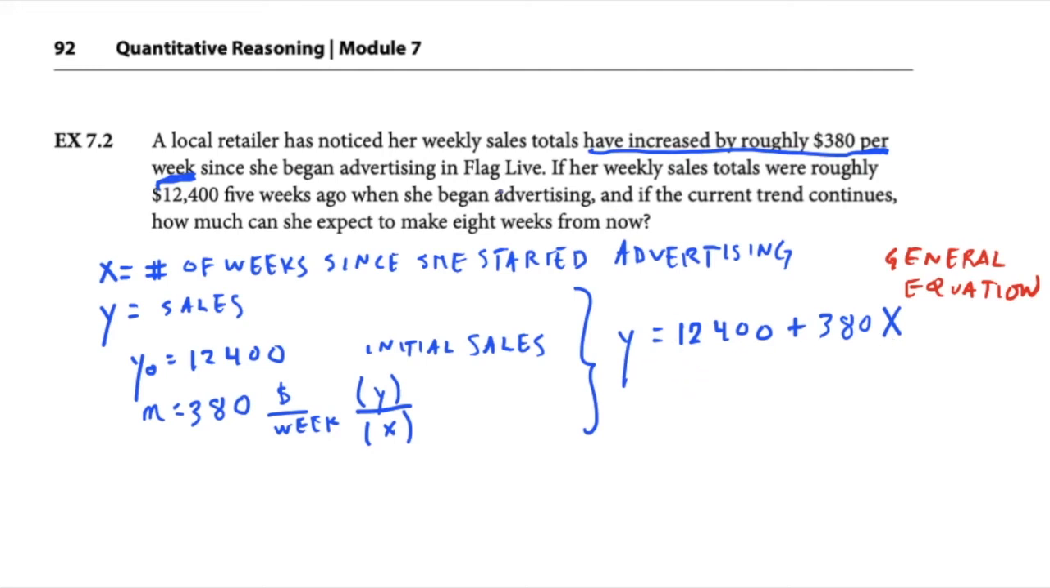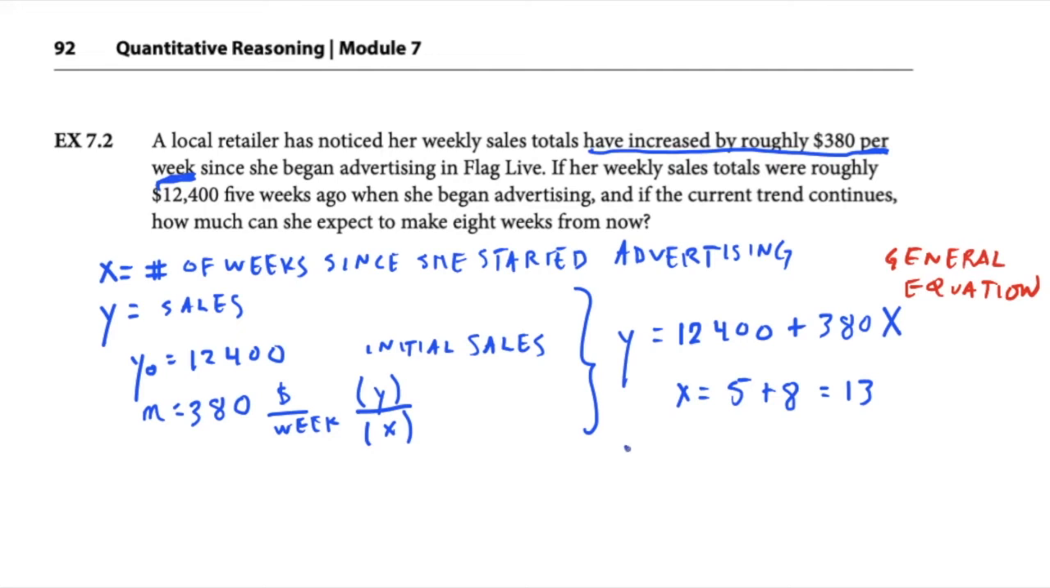And this equation allows me to input any x or y values as appropriate and then solve for what I'm missing. In this case, notice that she started 5 weeks ago, and in addition to those 5 weeks, we want to project 8 weeks into the future. So we're going to use the x value of 5 plus 8, the 5 weeks from when she started until now, and then the 8 additional weeks from now until where we're trying to project into the future. So we'll be using an x value of 13.